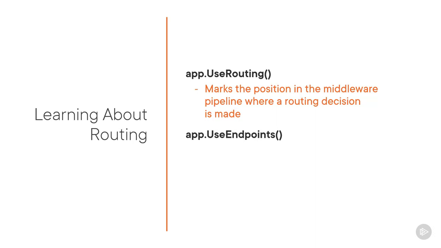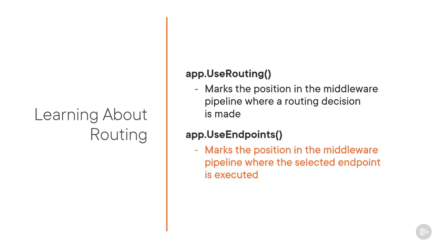To set up endpoint routing, two pieces of middleware must be injected in the request pipeline: the routing middleware and the endpoints middleware. app.UseRouting marks the position in the middleware pipeline where a routing decision is made. In other words, where an endpoint is selected. UseEndpoints marks the position in the middleware pipeline where the selected endpoint is executed. This allows us to inject middleware that runs in between selecting the endpoint and executing the selected endpoint.